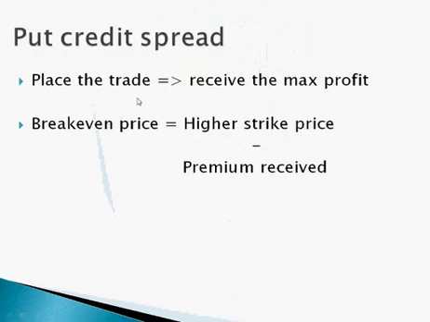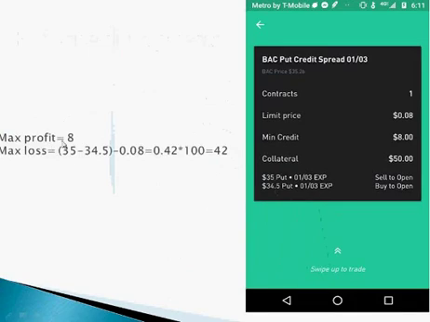You place a trade, receive the maximum profit. The break-even price over here is going to be the higher strike price minus the premium received. Let's look at it. So we are going to place a trade. We're going to buy the 34.50 put option, and we're going to sell the 35 put option.